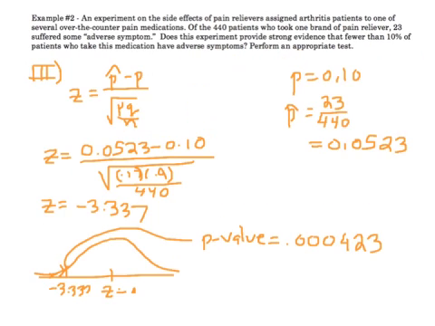Okay, now step 3, the calculations. Here's our new formula. z equals p hat minus p over the square root of pq over n. p, going back from step 1 of the inference toolbox, is 10%. p hat, we just calculate, is 23 over 440, which is a pretty small number. It's like 5.23%. Then we crank out all the numbers, right? Here's p hat, here's p, here's the square root of pq over n. We get a z-score of negative 3.337.